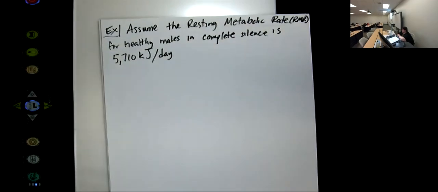How much energy are you burning if you're just chilling and dead quiet, not doing anything all day long? That's a lot of inactivity. They must have done this for time periods and then calculated what it would be for a full day. No one wants to just lay there and do nothing for 24 hours.